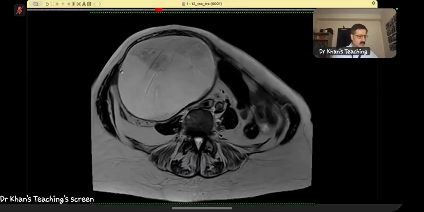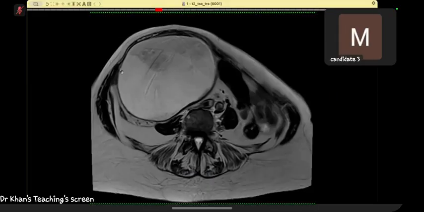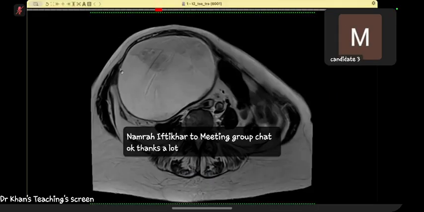Okay. This is axial MRI. So let me take the control.